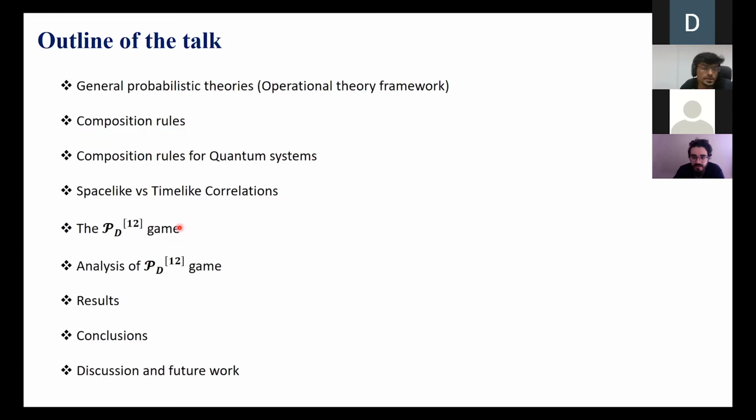Briefly, let me tell you the outline of the talk. Firstly, I'll discuss a bit about generalized probabilistic theories, then what the composition rules are in this framework, then the same thing for quantum systems, how we generalize this for quantum systems. Then I'll talk a little bit about space-like and time-like correlations. Then we'll move towards a particular game which will help guide us towards the result, and finally I'll move on to conclusions.